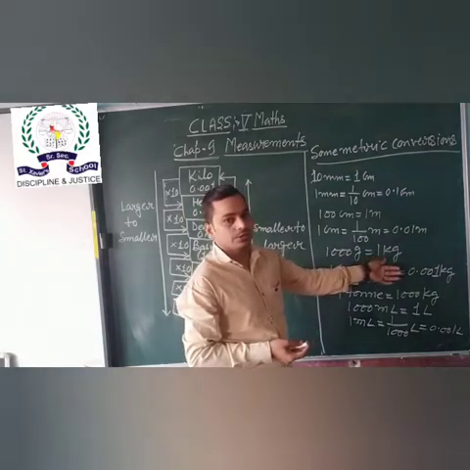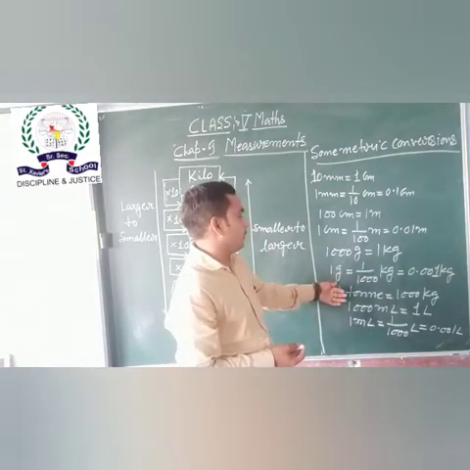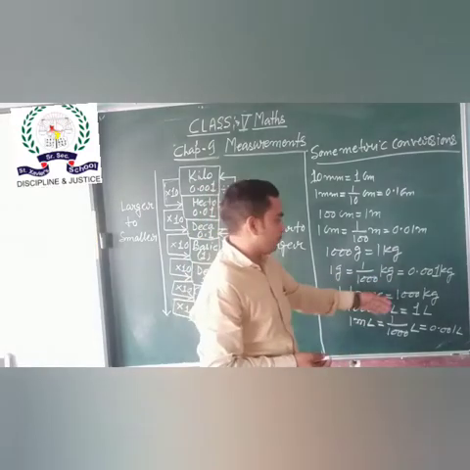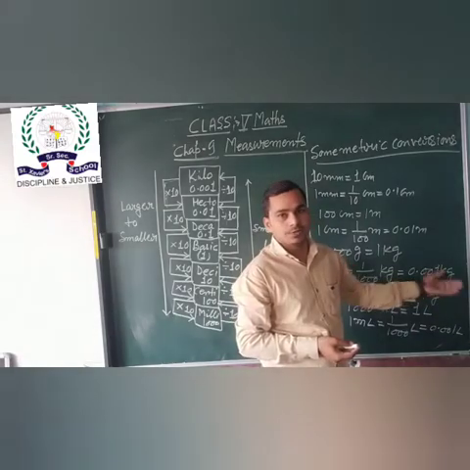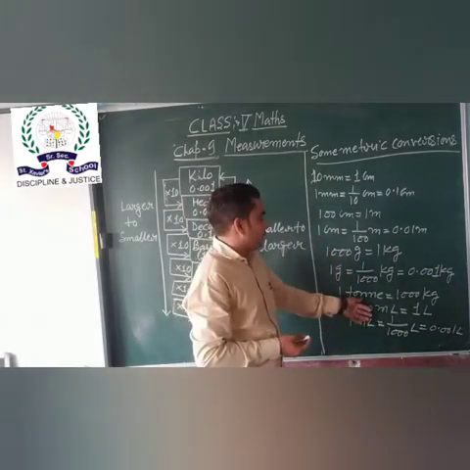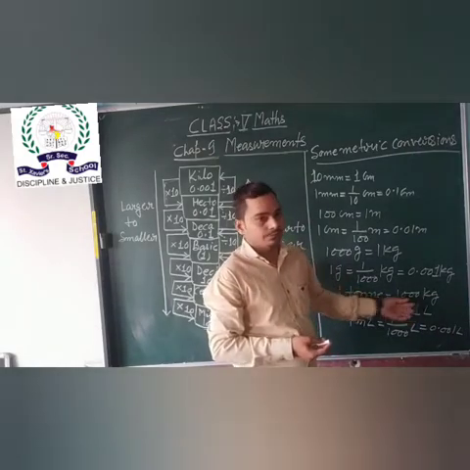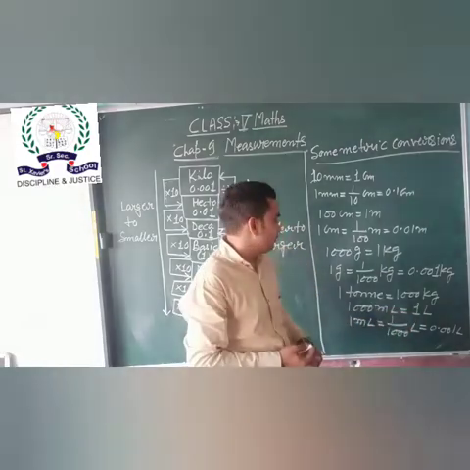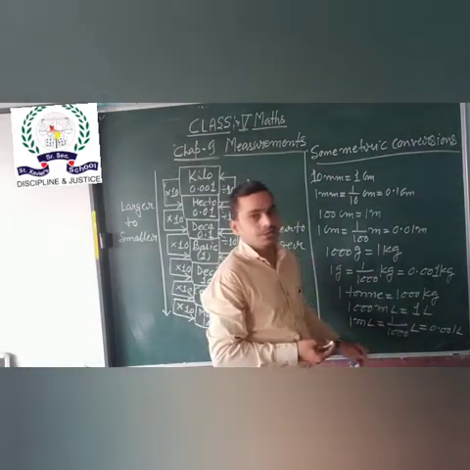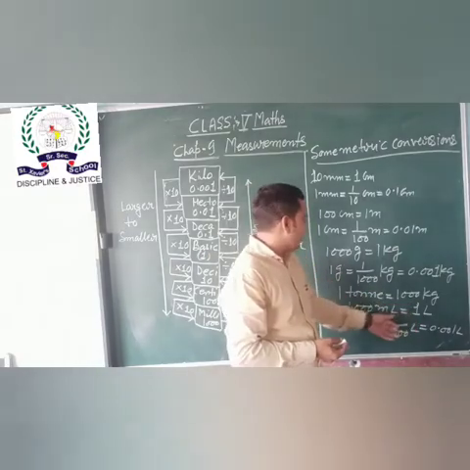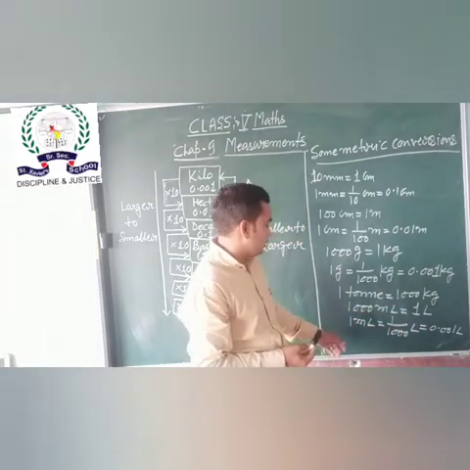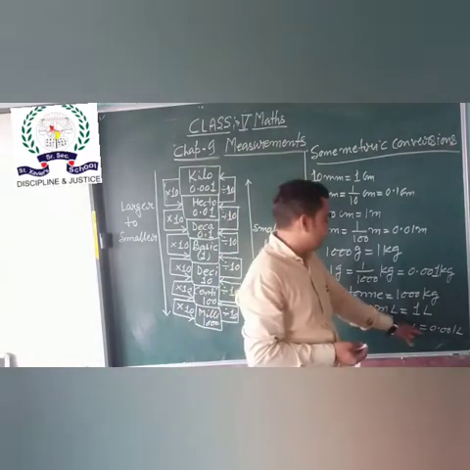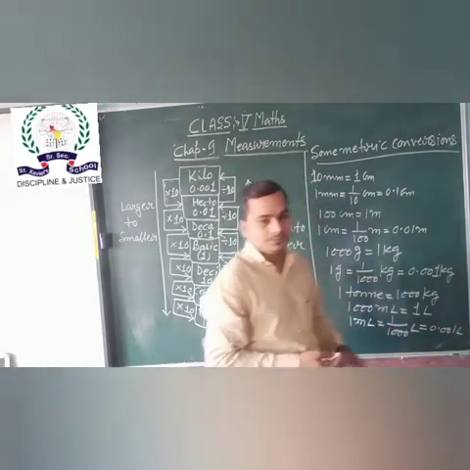1 kilogram equal 1000 gram, or 1 gram equal 1 upon 1000 kilogram. In decimal form, 0.001 kilogram. 1 ton equal 1000 kilogram. And capacity is measured in liter or milliliter. So 1 liter equal 1000 milliliter. If we find 1 milliliter equal, it is 1 upon 1000 liter, in decimal form 0.001 liter.